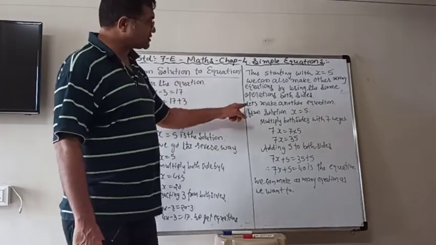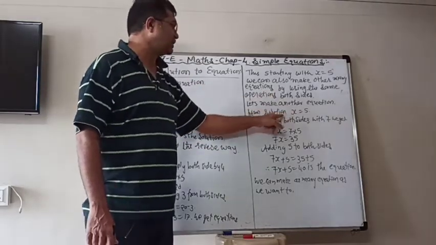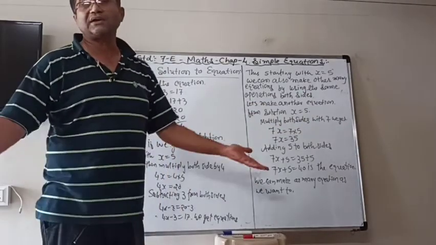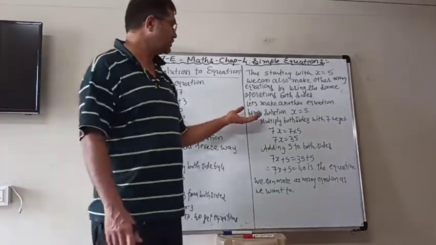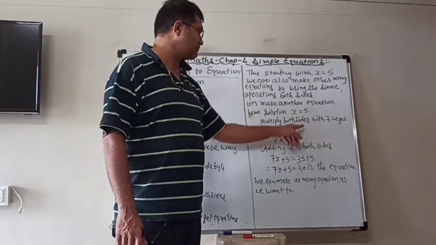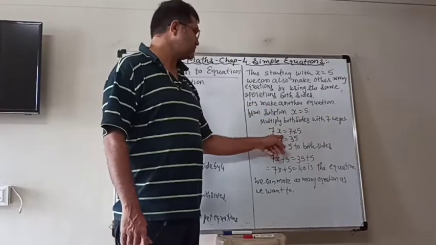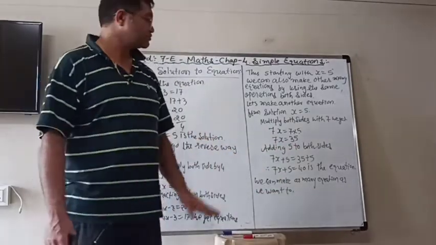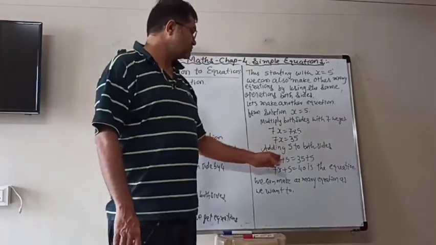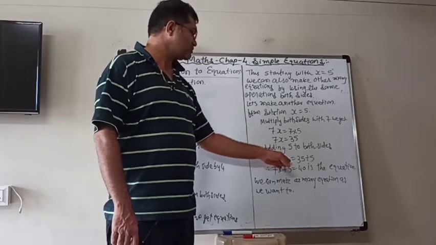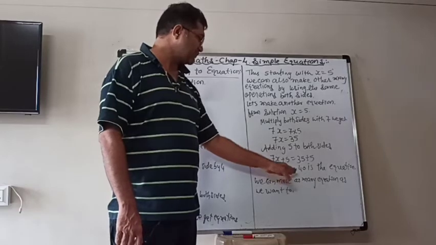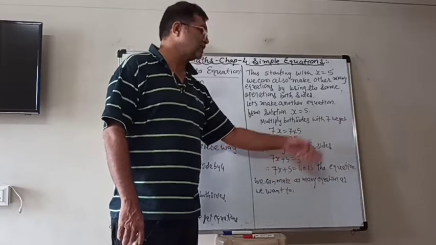So again, let's make another equation starting with x is equal to 5. I can do anything. I multiply with 7. So 7x is equal to 7 multiplied by 5, so 7x is equal to 35. Now I want to add something. So how much do I add? 5. So 7x plus 5, 35 plus 5. So 7x plus 5 is equal to 40 is the equation.